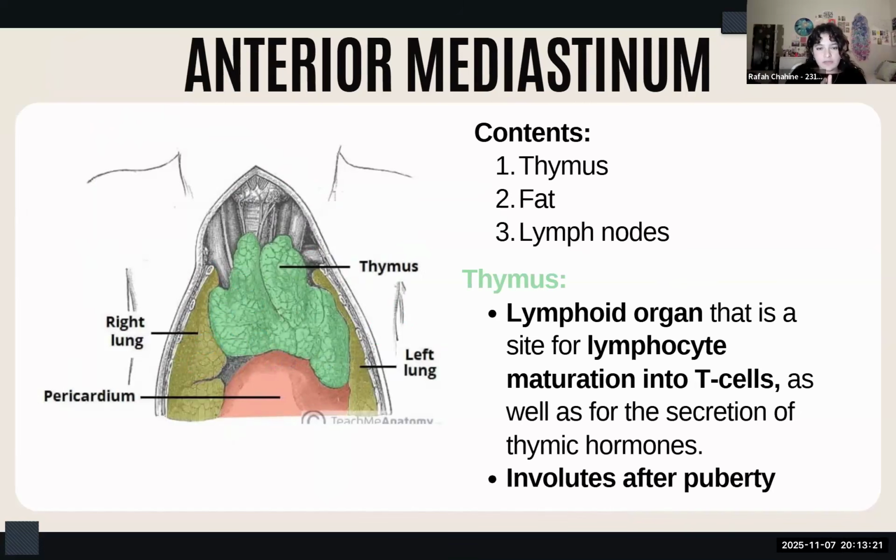So we have these things called T cells. T cells do not become T cells magically or overnight. They have to mature into T cells. And the thymus is usually where they're going to do that. But the thing about the thymus is that it involutes or disappears after puberty, okay? You also have a bunch of fat and a bunch of lymph nodes. That's for the anterior mediastinum in the inferior mediastinum, okay?